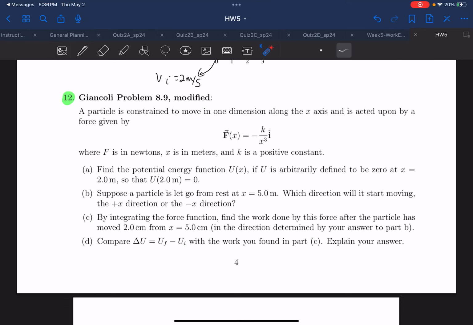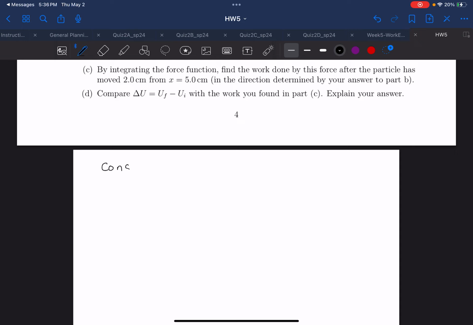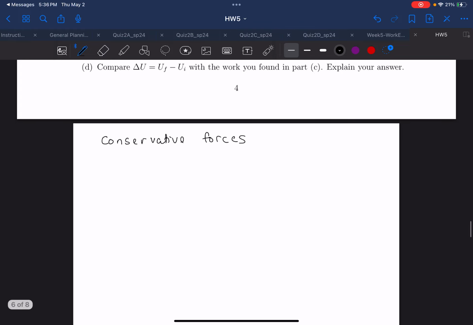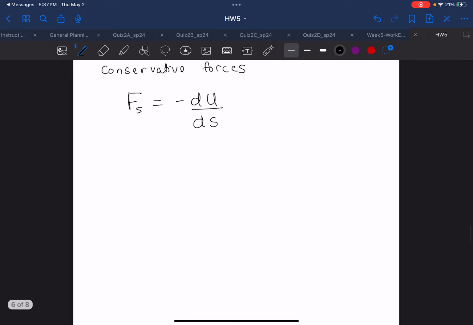All right, for this problem, we didn't fully get to talk about the concepts needed. We got a preview for it on Tuesday, but we didn't talk about it in detail. So I'll remind you all that we said that for conservative forces, the following is true. You can calculate the conservative force by taking the derivative of the potential energy function that is associated with that conservative force. So two examples of this that we saw were spring force and gravity.